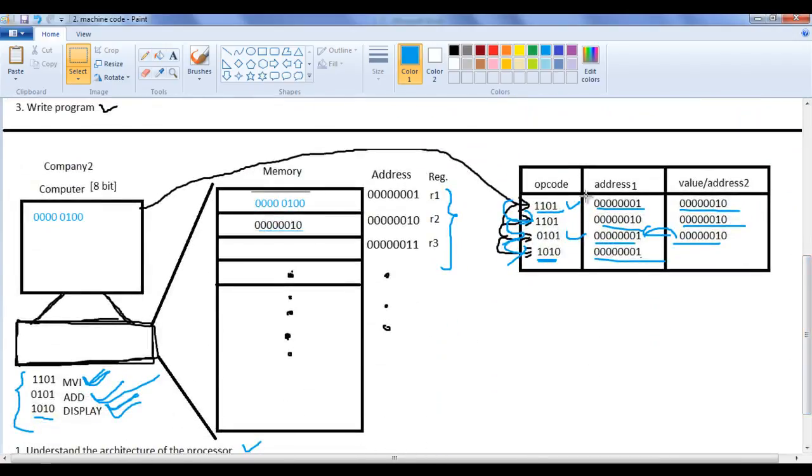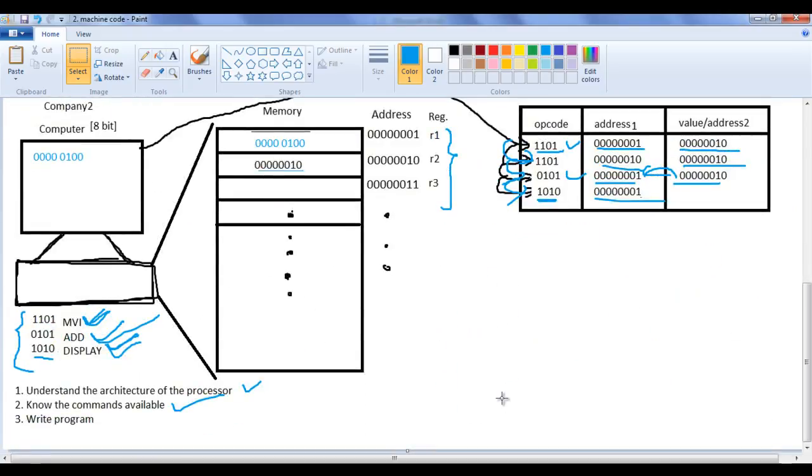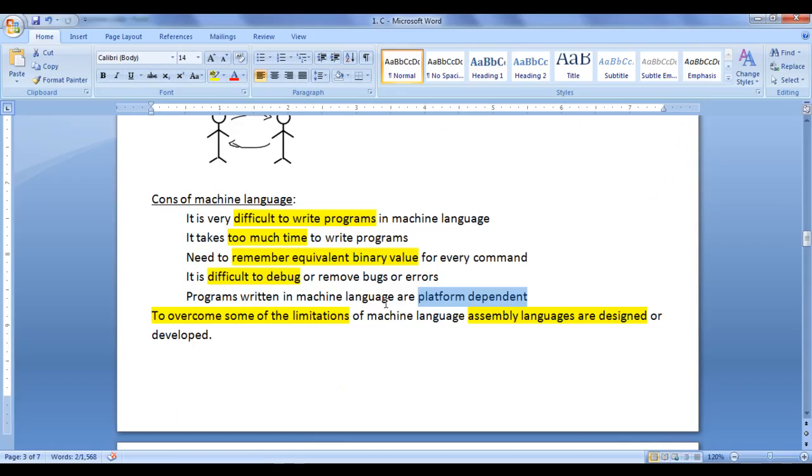The binary equivalents for different commands will be different in different platforms. So we need to understand the architecture, we need to understand the commands available and their binary equivalents, then we have to write the code. So you can think like for every other platform we have to write different code. So it is very difficult to learn, to write the codes, to remember the binary equivalents, to debug the errors, and also as it is platform dependent, we have to understand the platform first, then we have to write code separately for separate platforms, right?